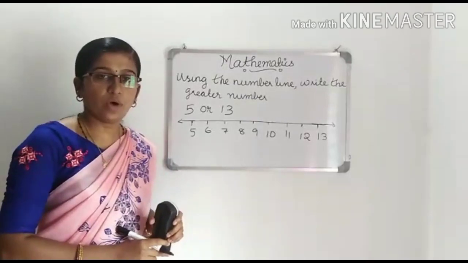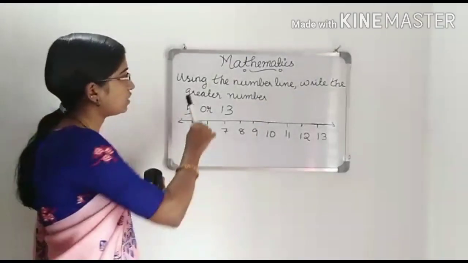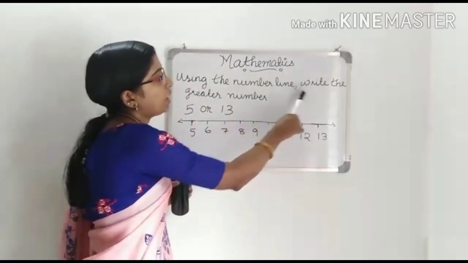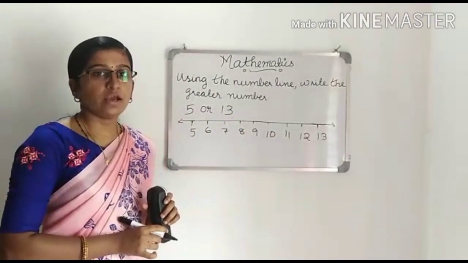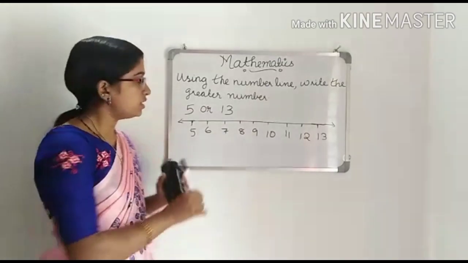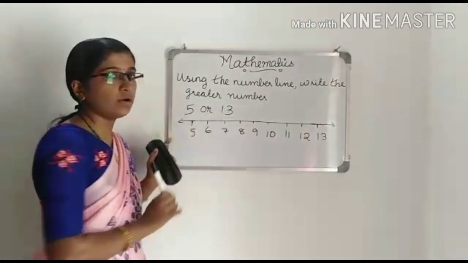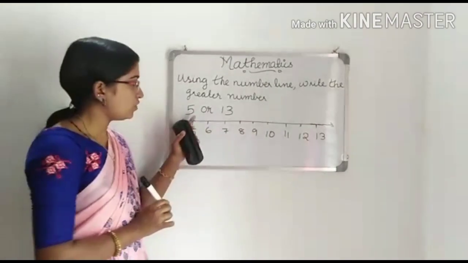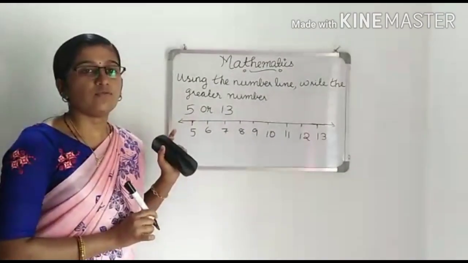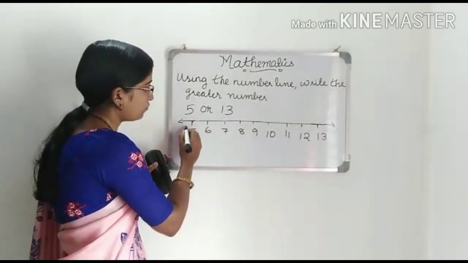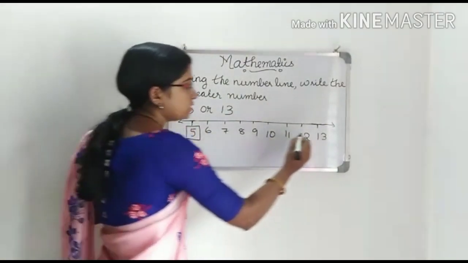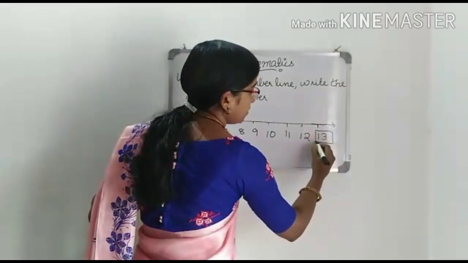Children, let's do another problem. Here is one question. Using the number line, write the greater number. With the help of number line, we should find the greater number. The first question is 5 or 30. First we should compare these two numbers and we should find out the greater number. First we can mark the number 5 and 13 on the number line.